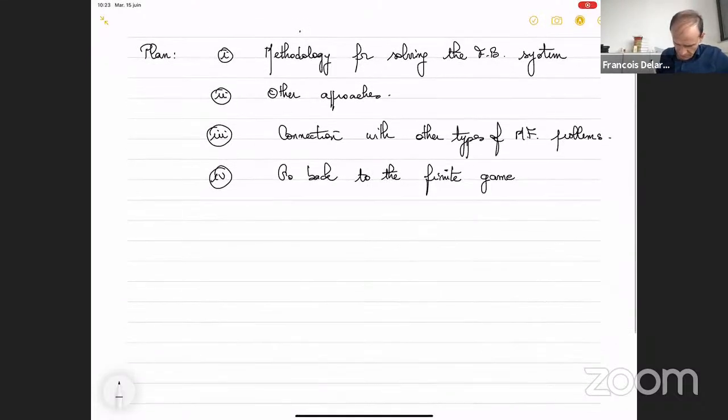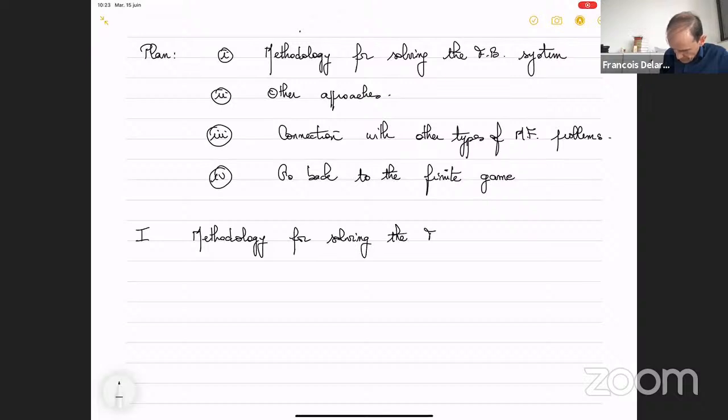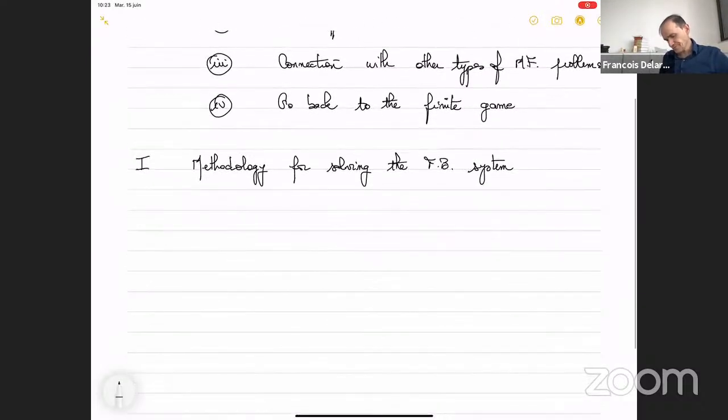So first one, methodology for solving the forward-backward system.